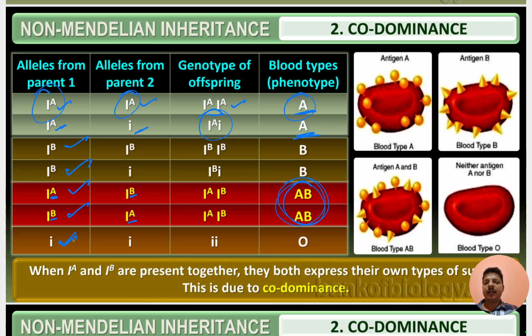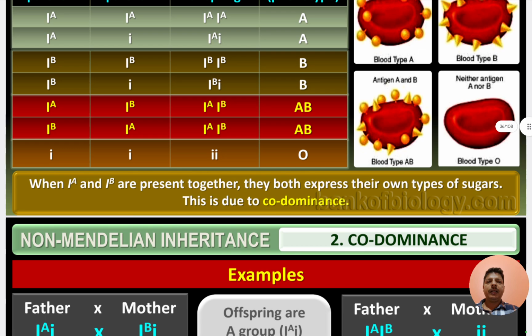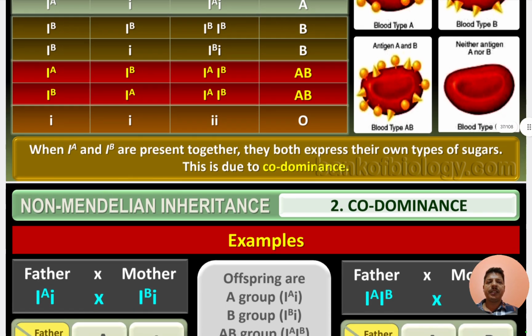And in the last one, what will it be? Allele like this received from the father, allele received from the mother, then the result will be like this, and it will be the O blood group. Here when IA and IB are present together, they both express their own type of sugar. This is due to codominance. Codominance.